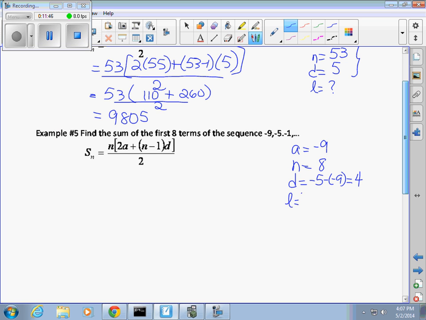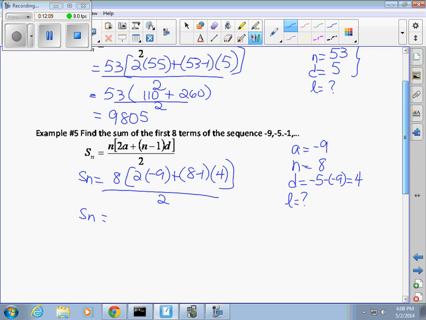My last term, I don't know, but because I have these 3, I can substitute into my manipulated sum formula to have 8 times 2 times -9 plus 8 minus 1 times 4, and that's all over 2. So it's 8 times -18 plus 8 minus 1 is 7 times 4 is 28, all over 2. So 8 times 10 is 80, divided by 2 is 40.